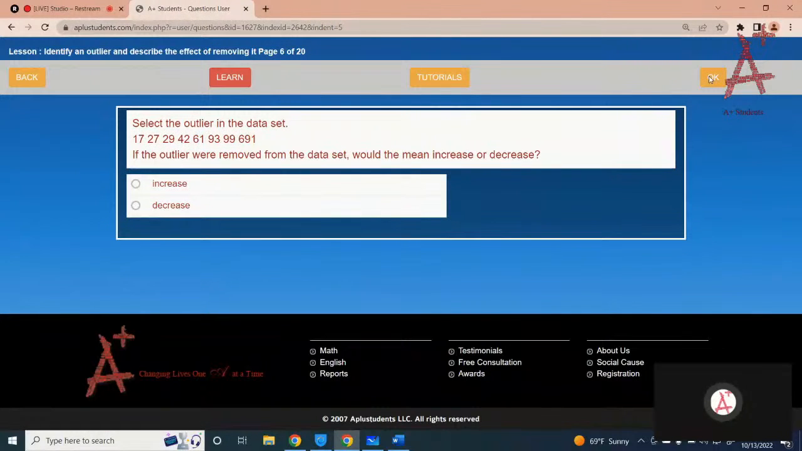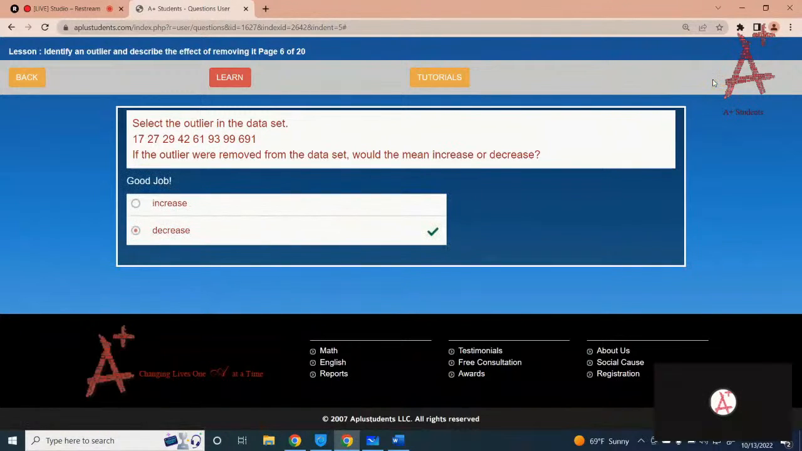Okay, the next one: select the outlier in the data set. If the outlier were removed from the data set, would the mean increase or decrease? So again, it's a big number, 691. So when you remove 691 from the data, the mean is decreased. Got it? So select the correct option and click on the OK button.